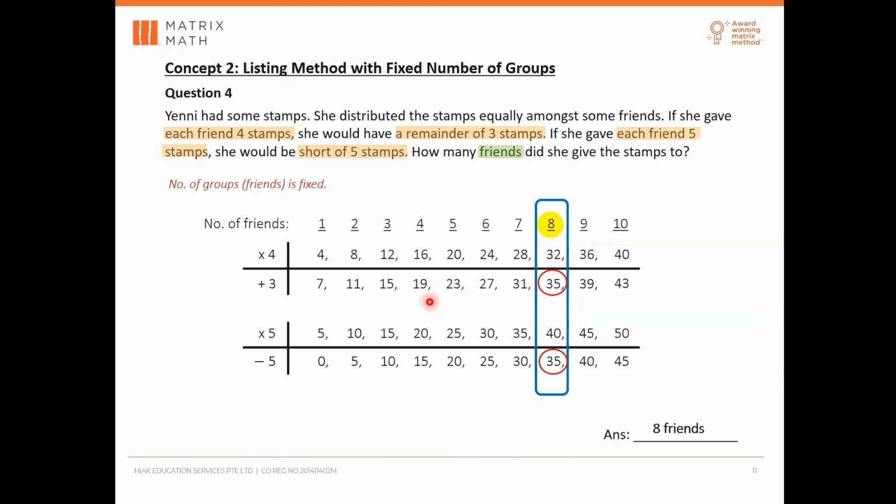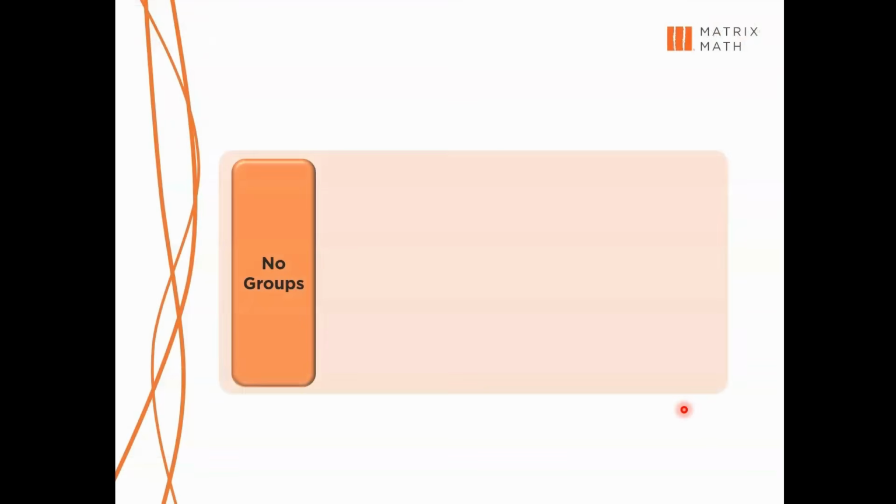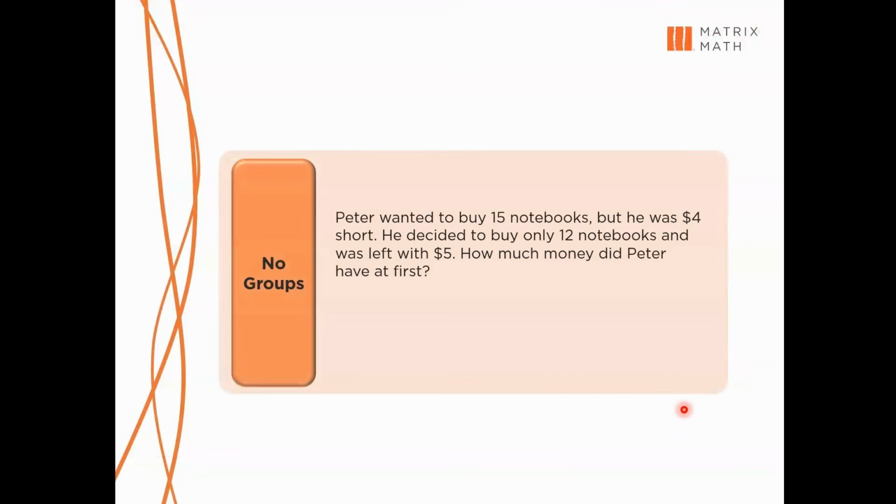Okay. Anyone still writing before I move on to the last concept? Okay, let's look at the next question. The last concept, we talk about no groups. What is an example of no groups?